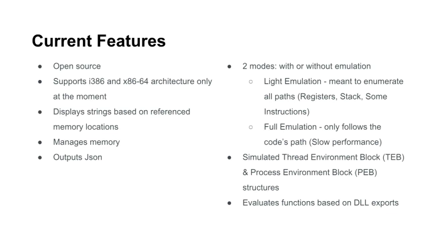And finally, it evaluates functions based off of DLLs, because I have this huge JSON file that has all of the Windows DLLs and all of their offsets and everything. It will populate those, write the actual addresses, and simulate that so that when it accesses an API call, it will actually display it as it was accessed in memory.